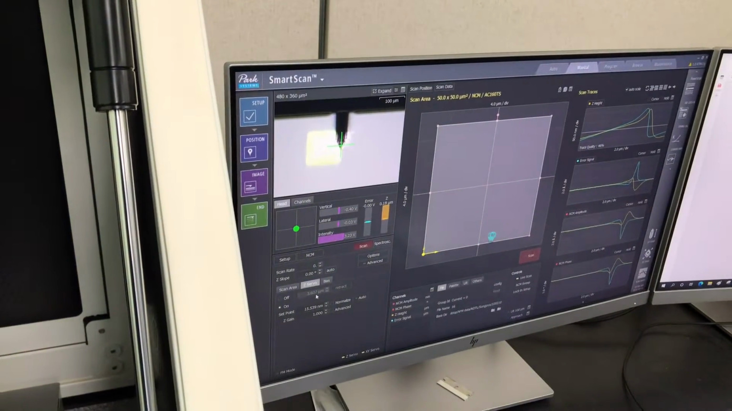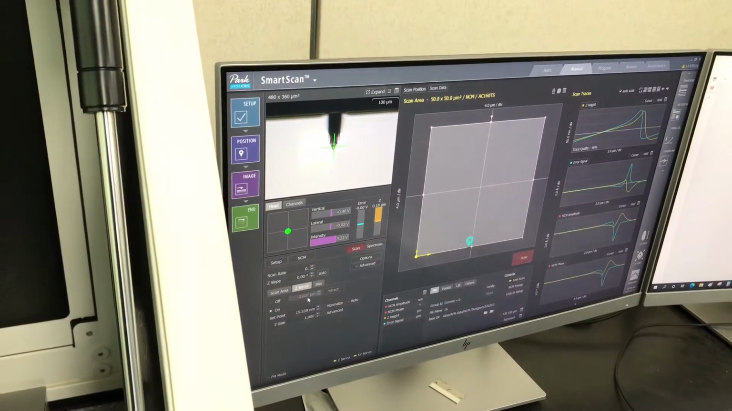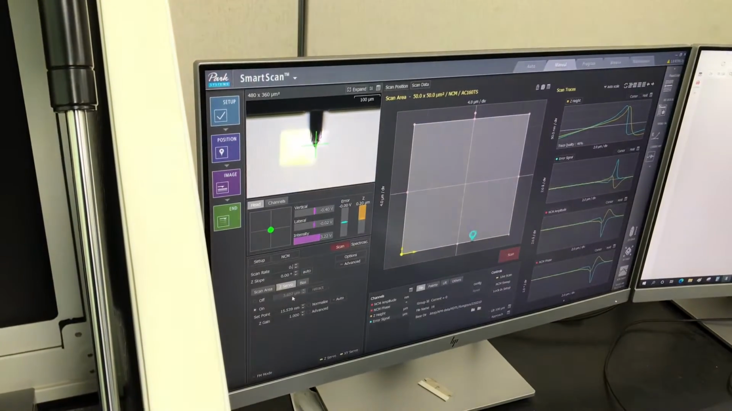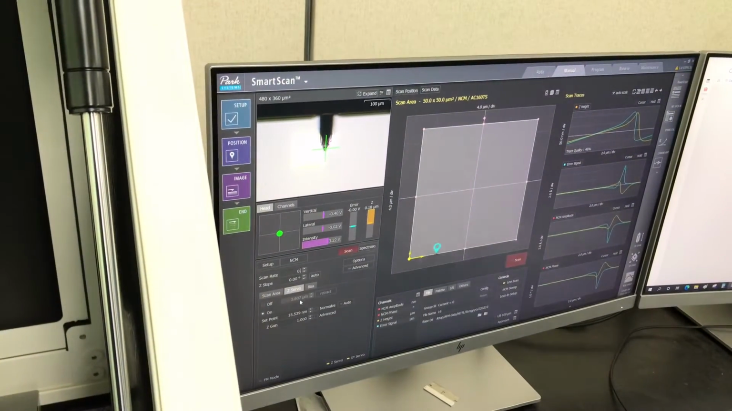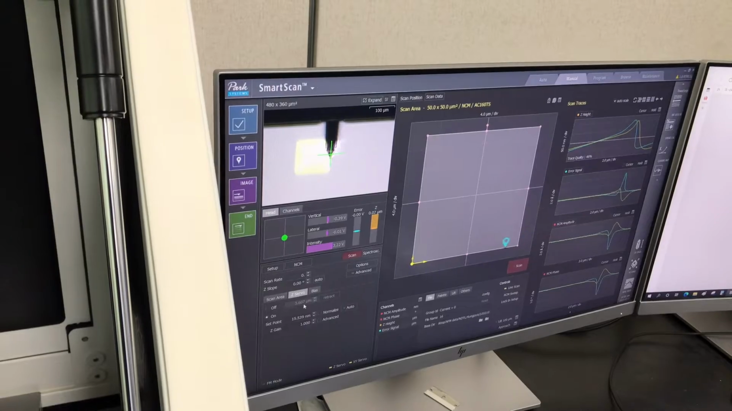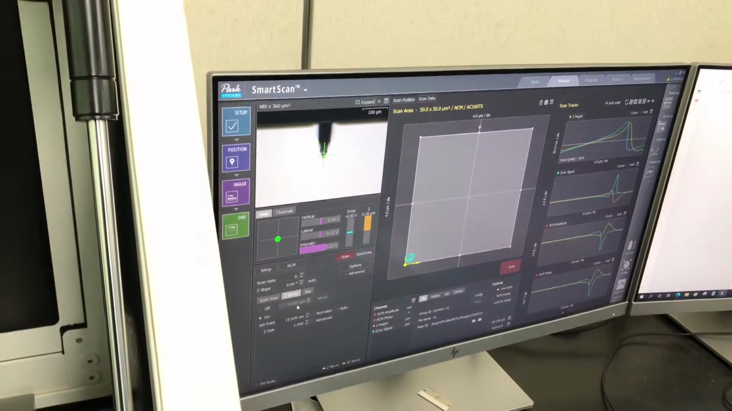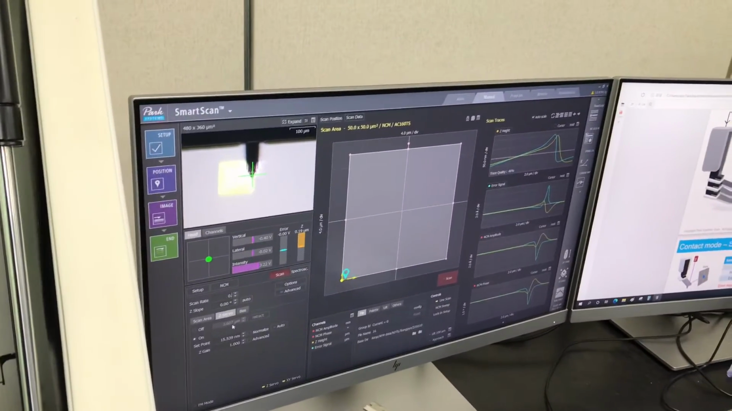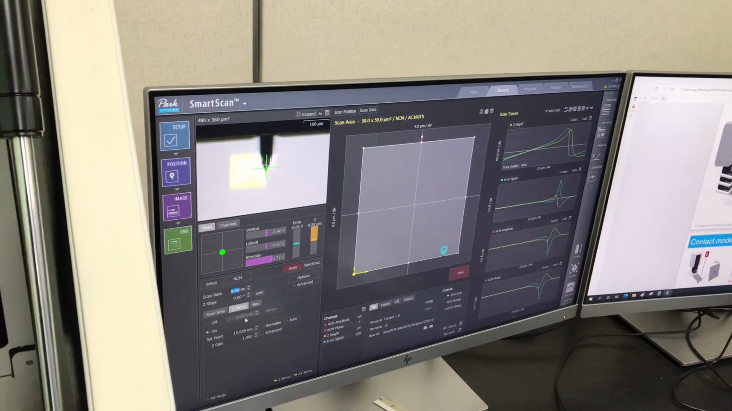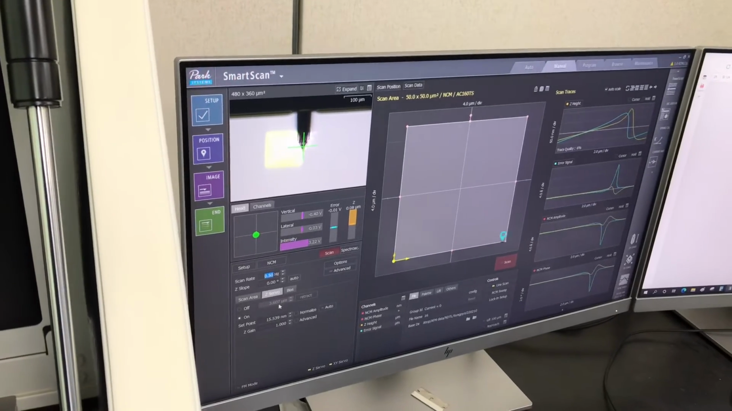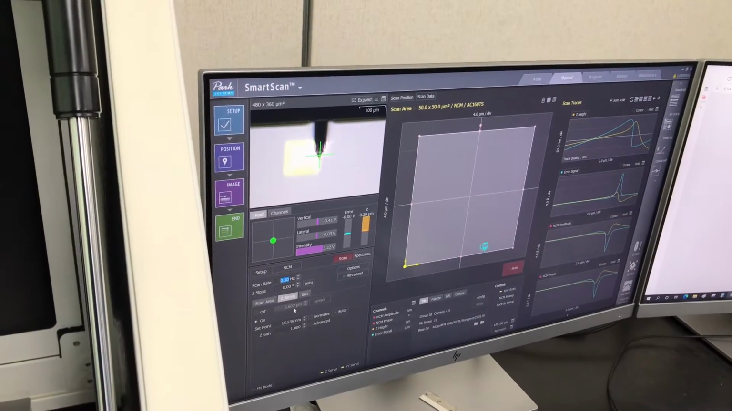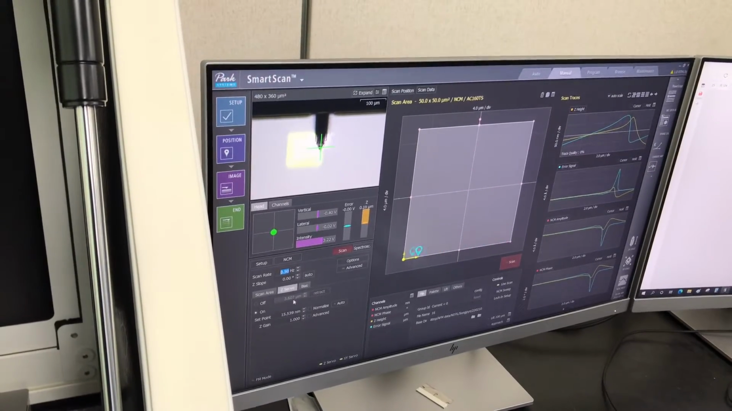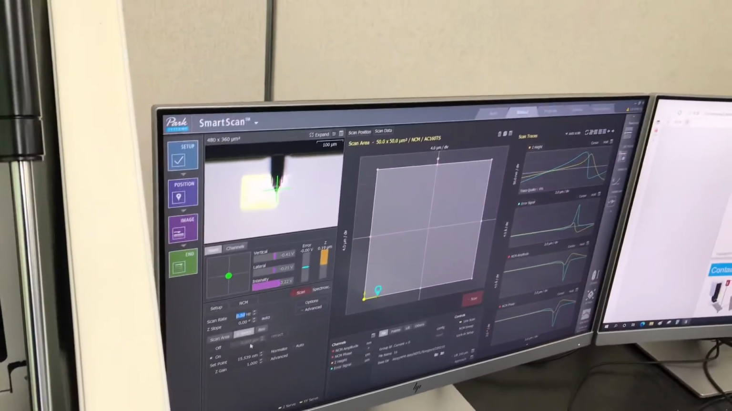Low scan rate is not totally the solution. I mean, it depends on the sample roughness. So some samples need a high scan rate. I mean, you have to check and change the condition, the scan rate condition like this, and then you can check the trace quality like this.